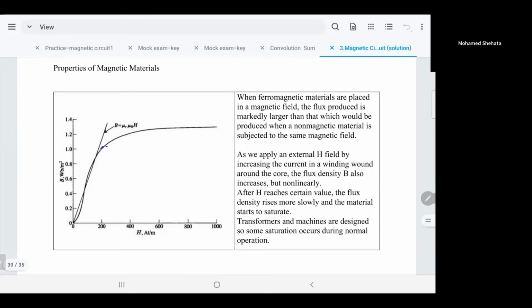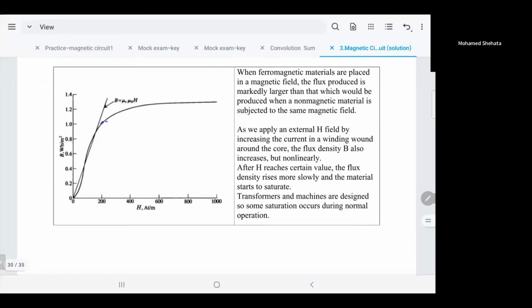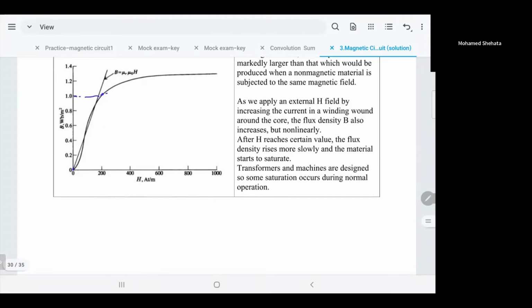So it depends which region you are working in. That's acceptable to approximate if you are working from 0 up to, let's say, 1 Tesla, for example.